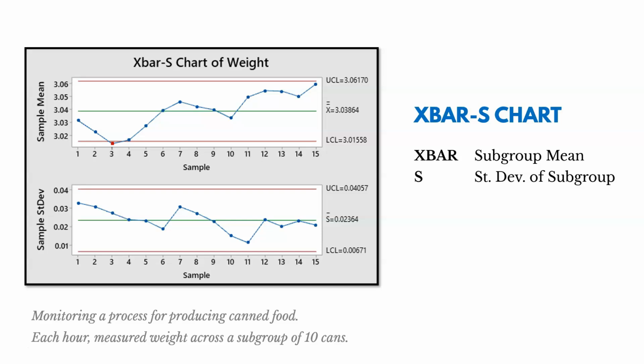So now let's look at the X bar S chart. This is a little different from the previous one, just with one change. So we're still looking at the average of a subgroup, the X bar, but then we also look at the standard deviation of the subgroup as opposed to the range. Okay, so here's the example of a process. We're monitoring a process for producing canned food, and each hour we measured the weight across a subgroup of 10 cans. So we're measuring the weight of the cans, that's our CTQ measurement. And so up on the top, each point represents the average of 10 cans. And then down below, within that subgroup of 10 cans, every point represents the standard deviation of a group of 10. Okay, so this is the X bar S chart.